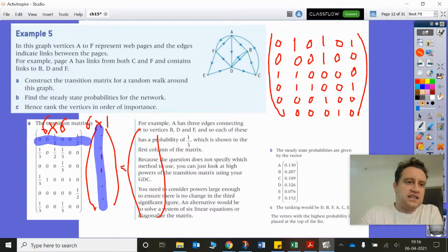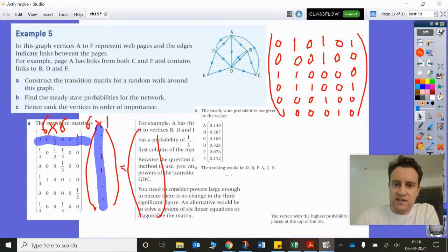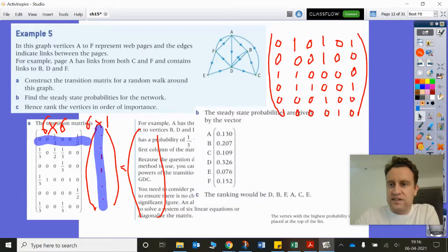Okay, then it says, hence rank the vertices in order of importance. So the ranking is essentially saying, well, look, D is more important than anything else here because you're going to end up there more times than ending up in, say, for example, E. We're going to end up in E fewer times.